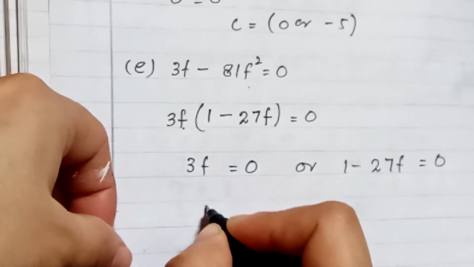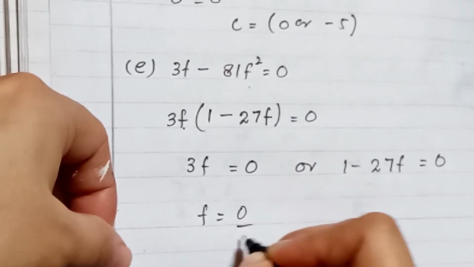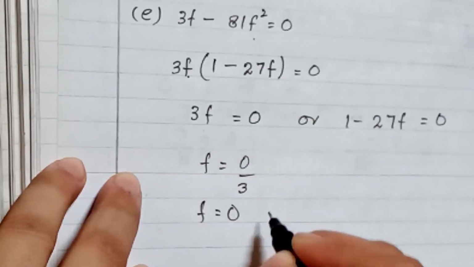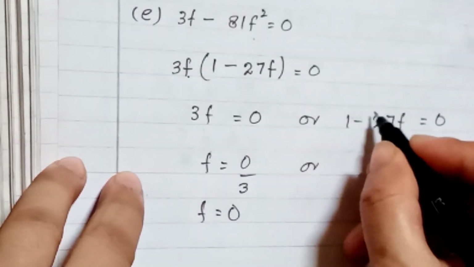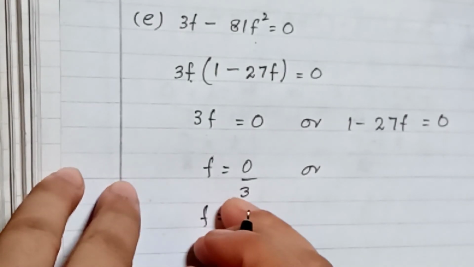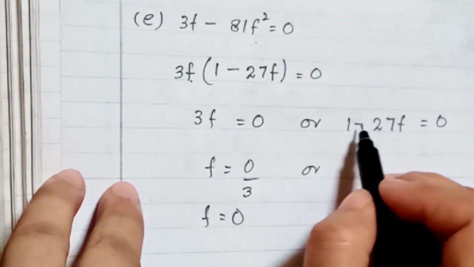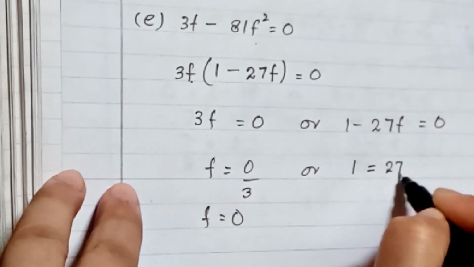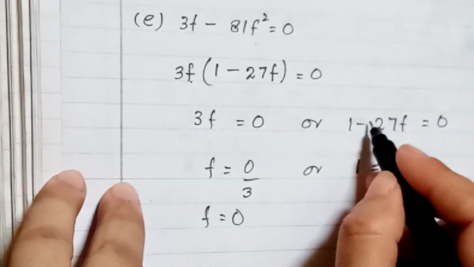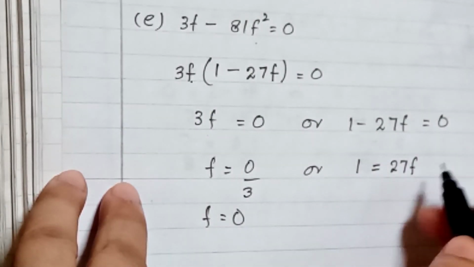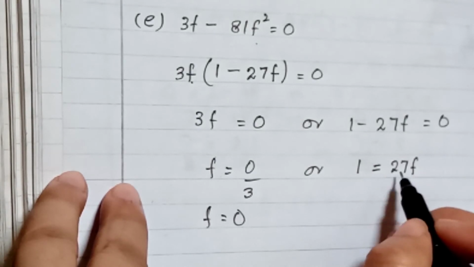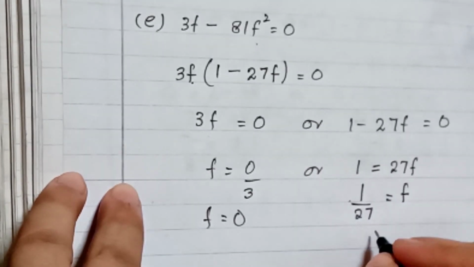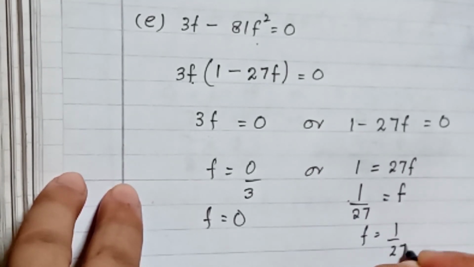So for finding f here, f equals 0 divided by 3, or f equals 0. For finding f here, we have to move this 27f to the other hand side. Why am I moving this 27f? Because we want to make it positive. 1 equals 27f. When we move this minus term to the other hand side, it will become positive. And now we have to move this 27 to the other hand side. 1 upon 27 equals f, or f equals 1 upon 27.